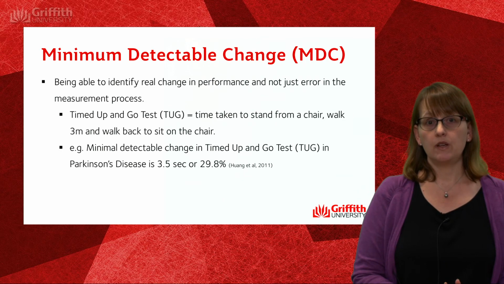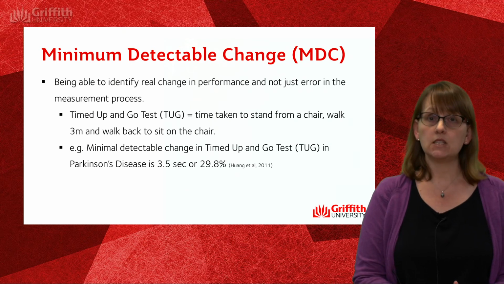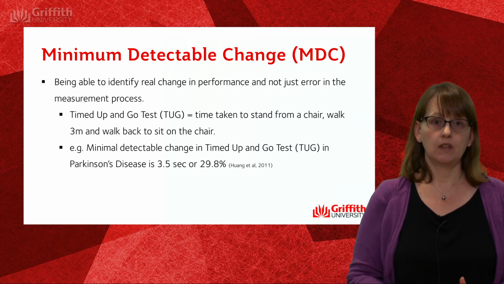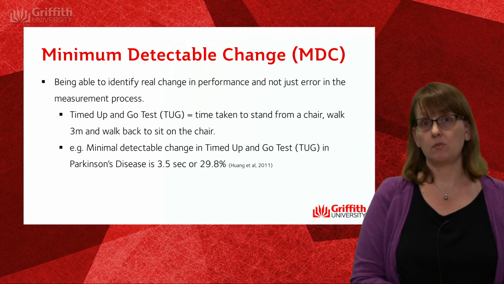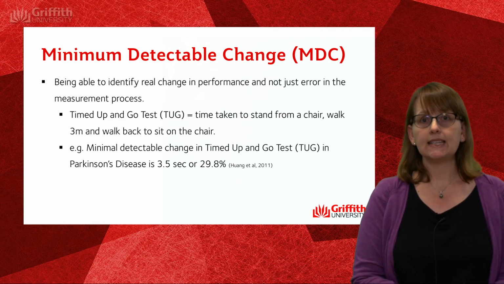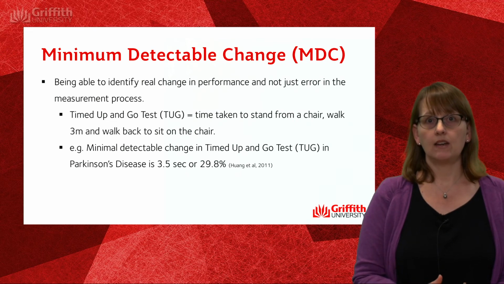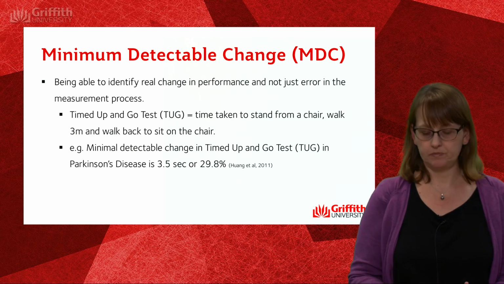A paper by Huang et al. in 2011 reported a minimal detectable change in the timed up and go test in Parkinson's disease patients of 3.5 seconds or 29.8% change. That would be, for example, if they were taking 17 seconds to perform the timed up and go test, unless they dropped that score by 3.5 seconds, coming down to 13.5 seconds, then we're not actually measuring a minimal detectable change in performance.